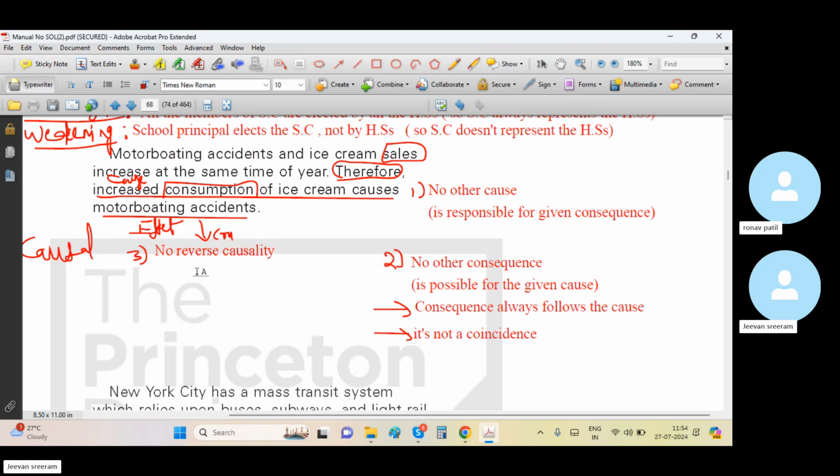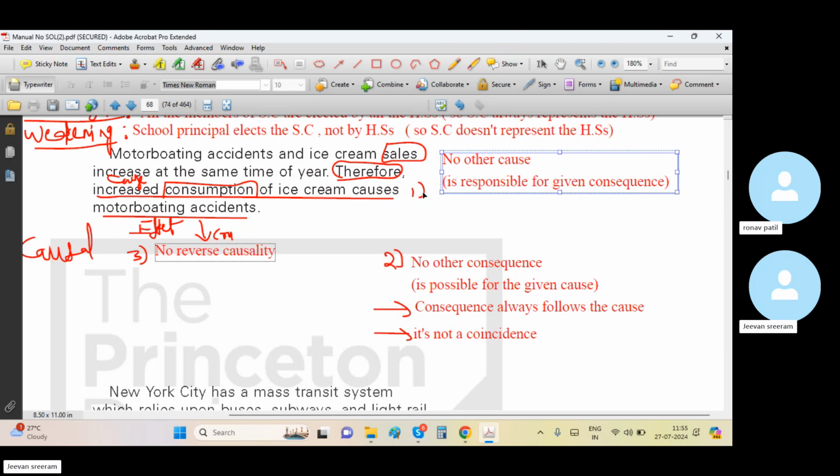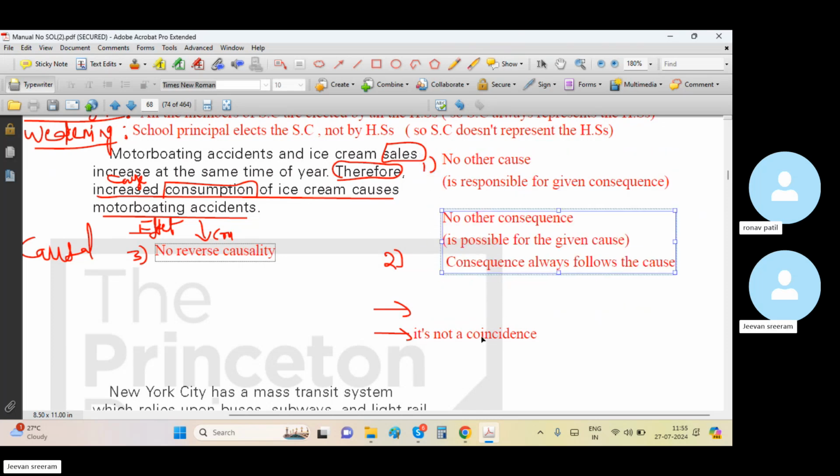No reverse causality means if you interchange cause and effect, that's actually wrong. The author believes the mentioned cause is the correct cause and the mentioned effect is the correct effect. If you interchange them, they won't be the same. No other cause, no other consequence, no reverse causality. These are the three things the author must always stick to, right?